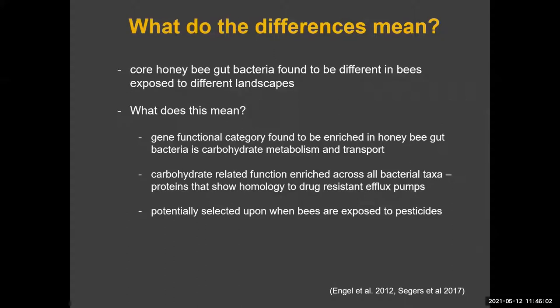So what do these kinds of differences mean? Well, these results can be interpreted on the basis of previous results by Philip Engel and his team, where they showed that the gene functional category found to be enriched in honeybee gut bacteria is carbohydrate metabolism and transport, perhaps not surprising given that bees are often dealing with pollen and honey. And the carbohydrate-related function found to be enriched across all bacteria taxa were proteins that show homology to drug-resistant efflux pumps. So this kind of function is potentially selected upon when bees are exposed to different landscape types and such things as different pesticide usage.